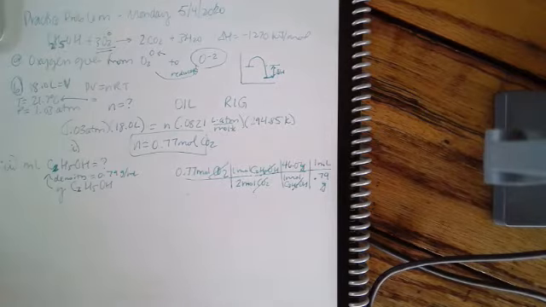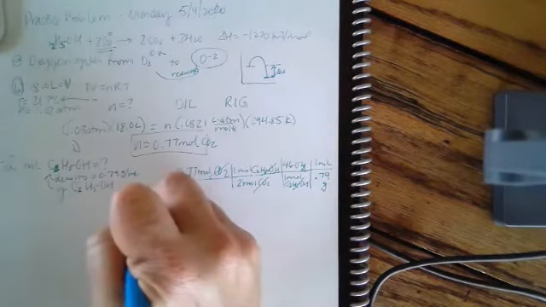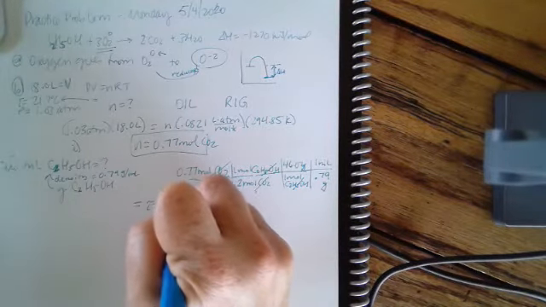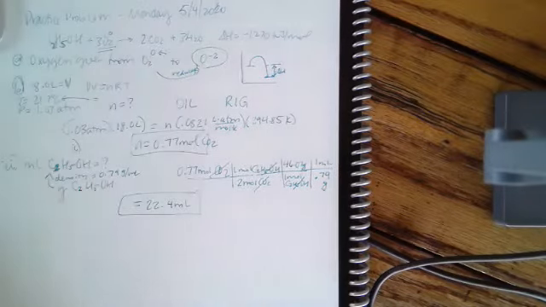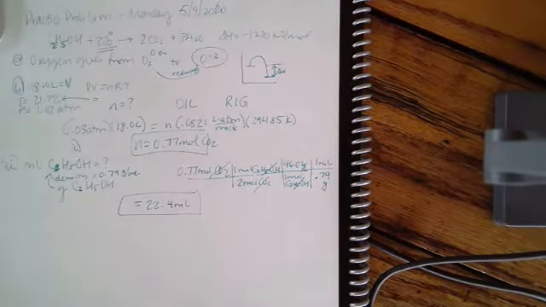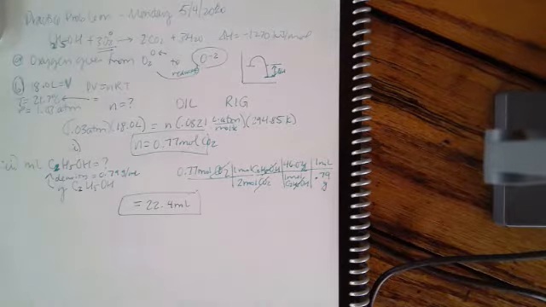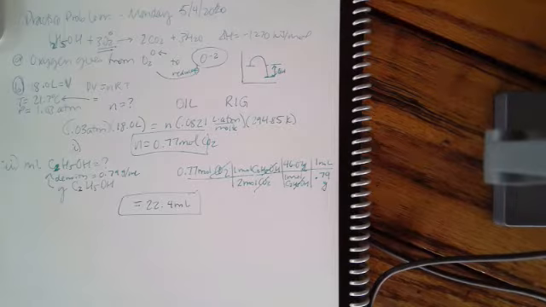Let's get an answer for that. 0.77 times the molar mass, 46.07, divided by 2, divided by 0.79. So I get 22.4 milliliters. All right, Zoe. Any questions about that?